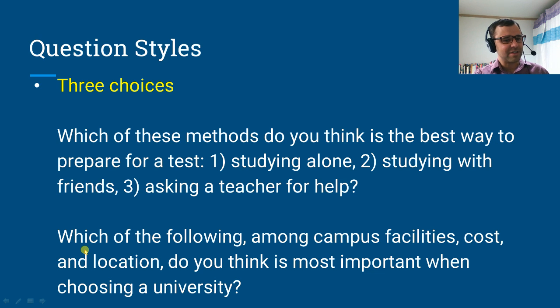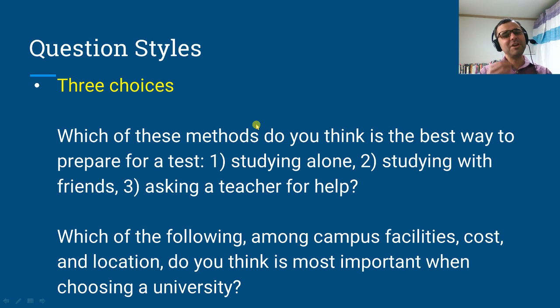Or it might go like this. Which of the following, among campus facilities, cost, and location, do you think is most important when choosing a university? Include details and examples to support your explanation.